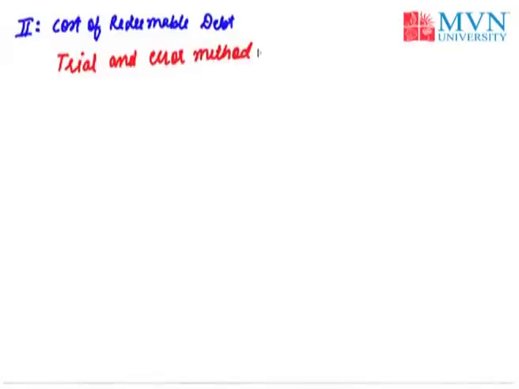Instead of using this trial and error method, we also have one shortcut method for calculating the cost of redeemable debt, which we are going to discuss later on in this video. As you know, a redeemable debt is going to be redeemed after a particular number of years.